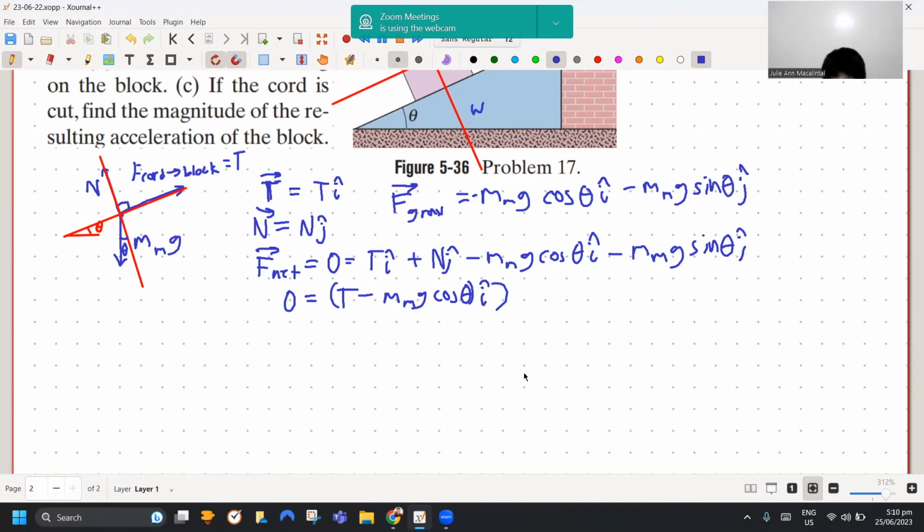Okay, remember, the left-hand side is the 0 vector. It is not just an ordinary number 0. The components of the 0 vector are 0 times I hat plus 0 times J hat.